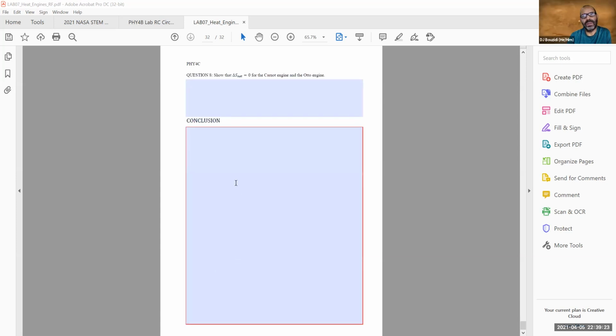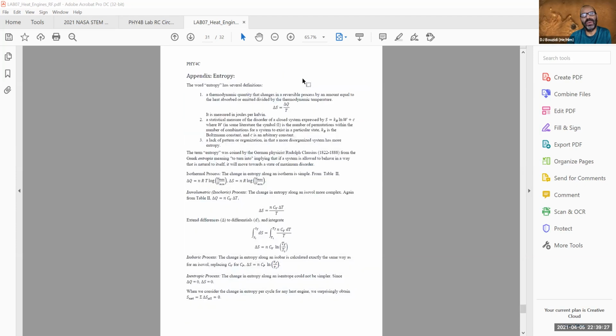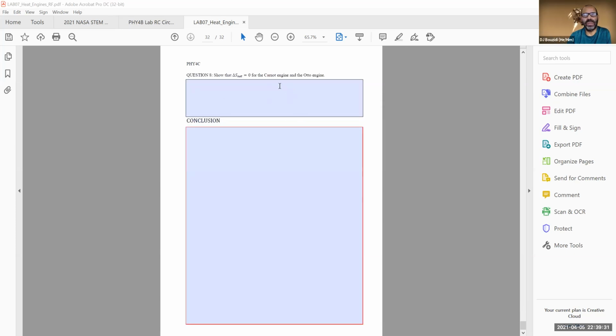Okay, so the S net is zero. So show that delta S is equal to 0 for the Carnot cycle. We did that in lecture, actually. That was the example we did in lecture. So hopefully you can go through it and do that. And this is your conclusion. Does this lab make sense to you guys, theoretically at least?